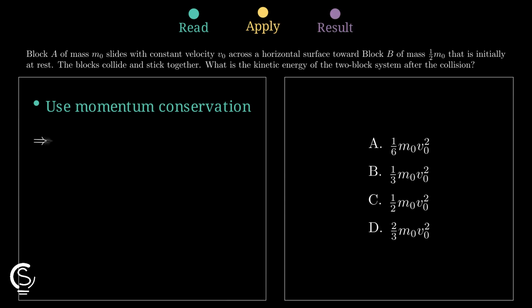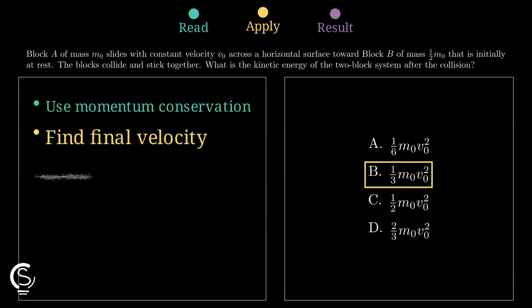Now compute final kinetic energy, 1/2 times 3/2 m0 times quantity 2/3 v0 squared, which simplifies cleanly to 1/3 m0 v0 squared.